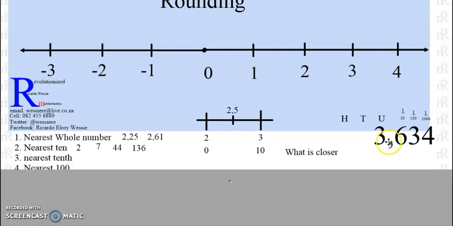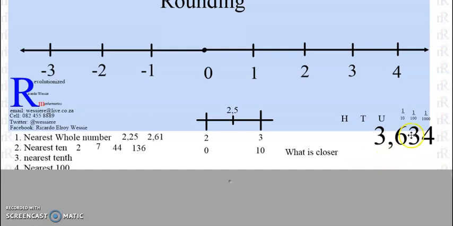So this answer, if I round it to the nearest 10th, then my answer will be 3,6, because this number is smaller than 5, and when the number is smaller than 5, this number remains the same. So the answer remains 3,6. If this number here was a 9, then this number would have become a 7.